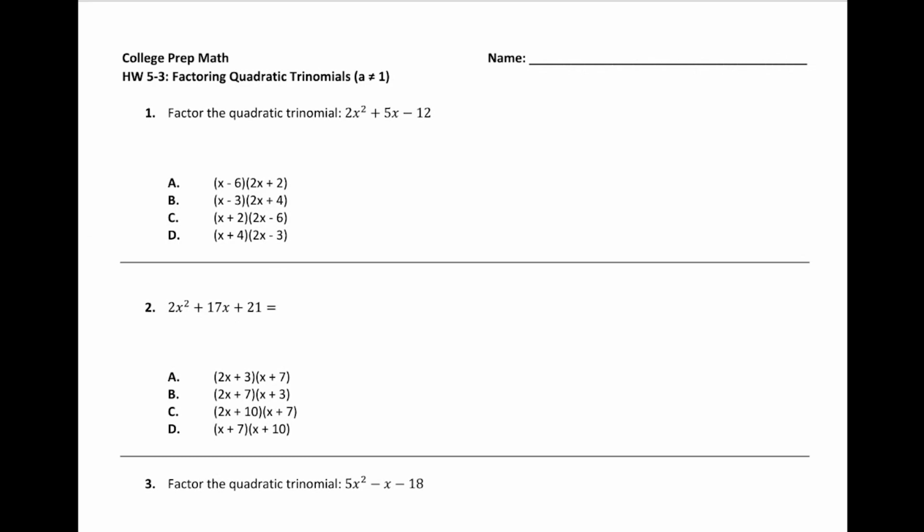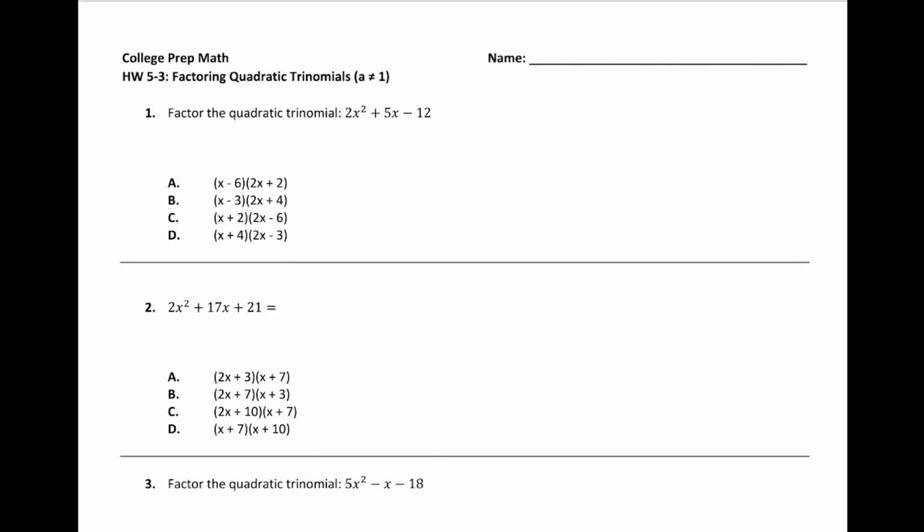The good news is on the TSI A2, there won't be a ton of these kind of problems. There will be sort of a mix of factoring from what I understand, where there's some GCF factoring, some factoring where the leading coefficient is 1, and then you might get one, maybe two problems max where the leading coefficient isn't 1. But it would be nice if you could get these right.